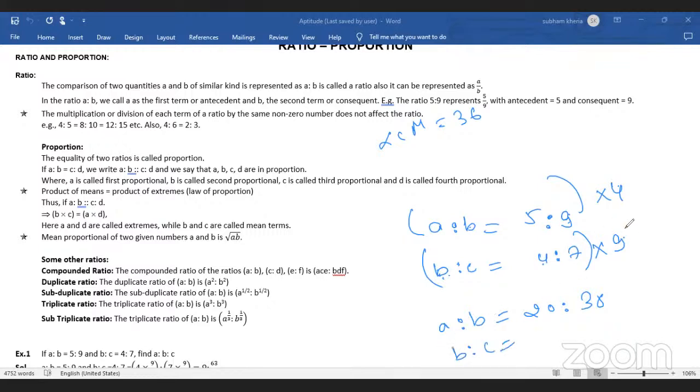Similarly, B is to C will come as 9 fours are 36, 9 sevens are 63. Now you see here also B, here also B, here also 36, here also 36. So what can I write? A is to B is to C, that means A is 20, B is 36 and C is 63. Is it clear to all? Tell me, does anyone have any doubt in this? Good one, Asha. Good job. Clear, sir. Others, is it clear?